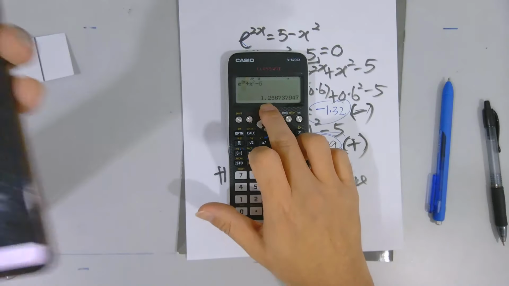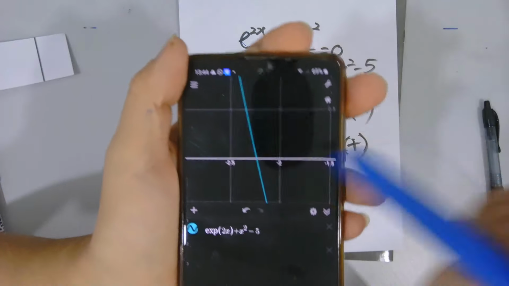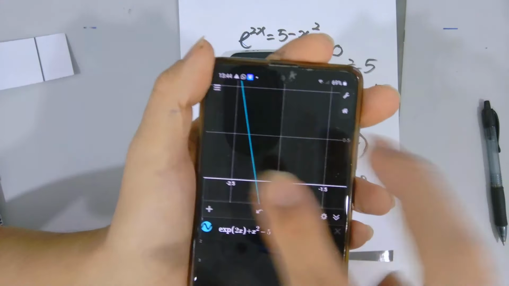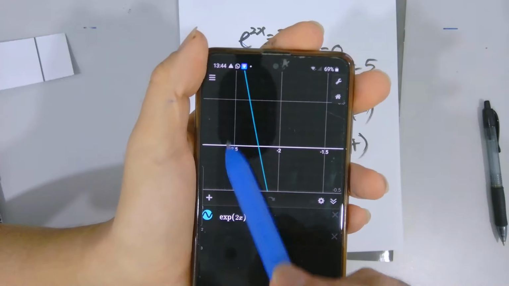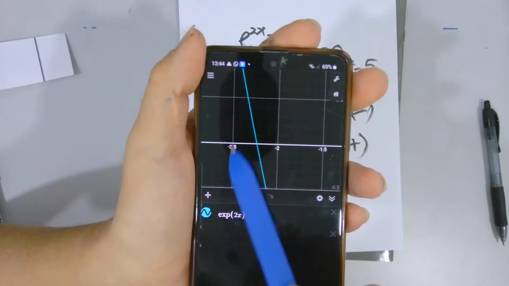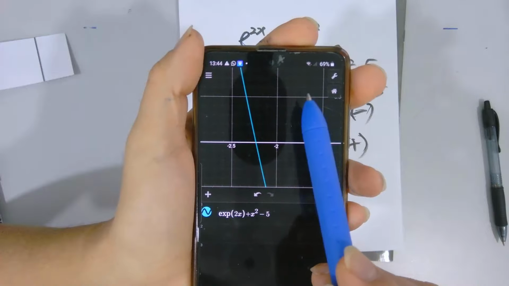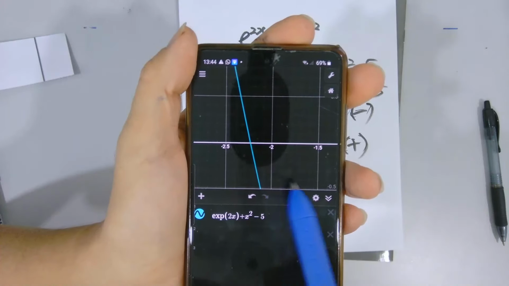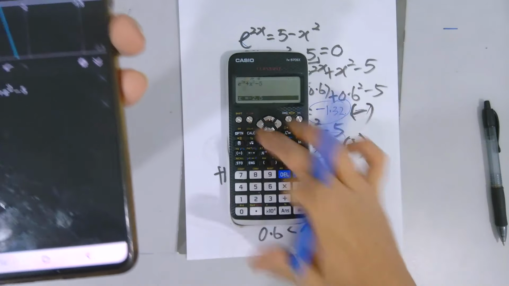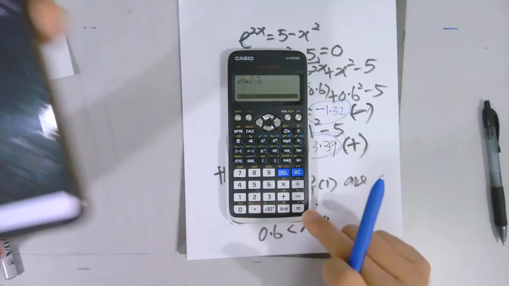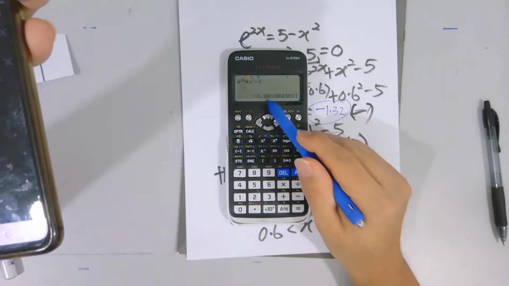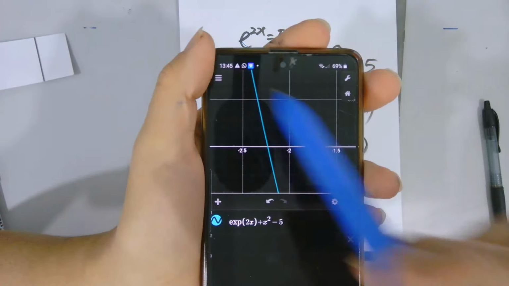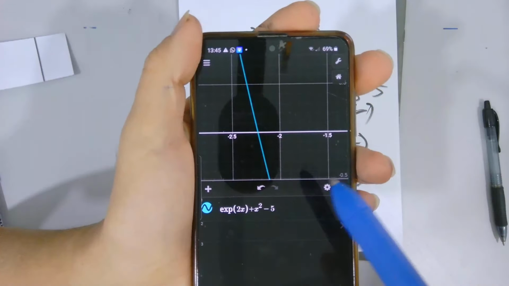You're getting positive, of course. You see from here, -2.5 is above the x-axis, so definitely the y value will be positive. And -2 is below the x-axis, so it will be negative. You calculate -2 and you get negative. Can you see the sign change? Here you get positive, here you get negative.